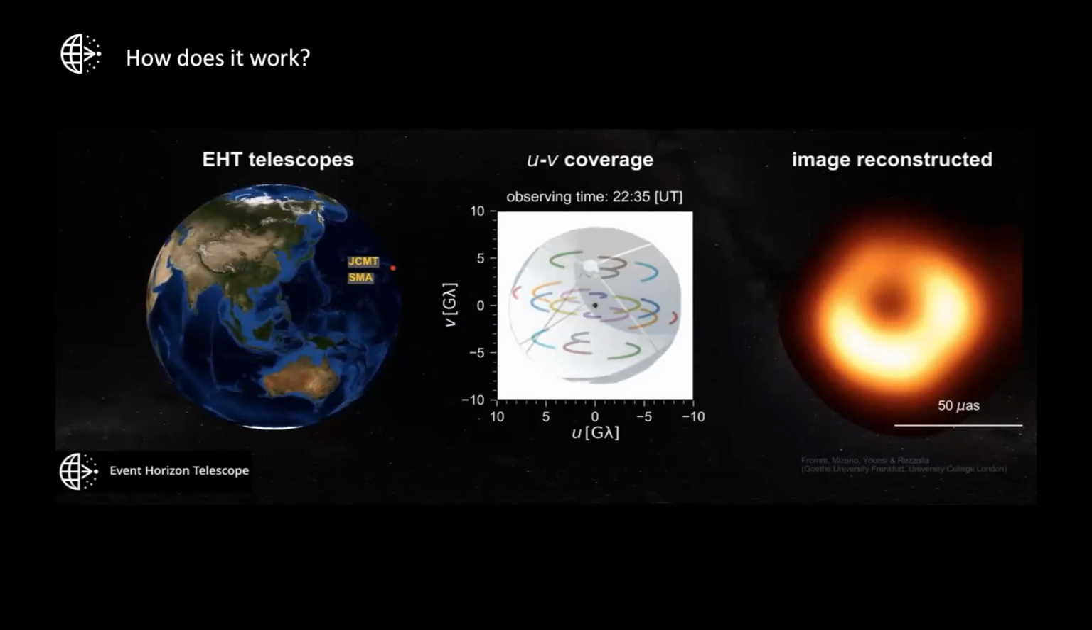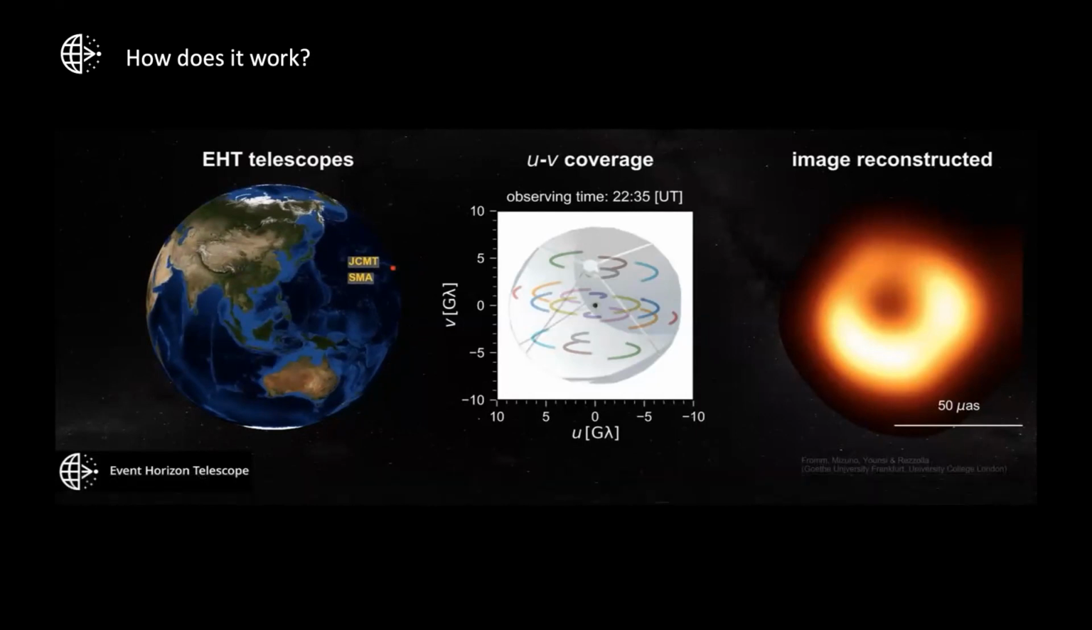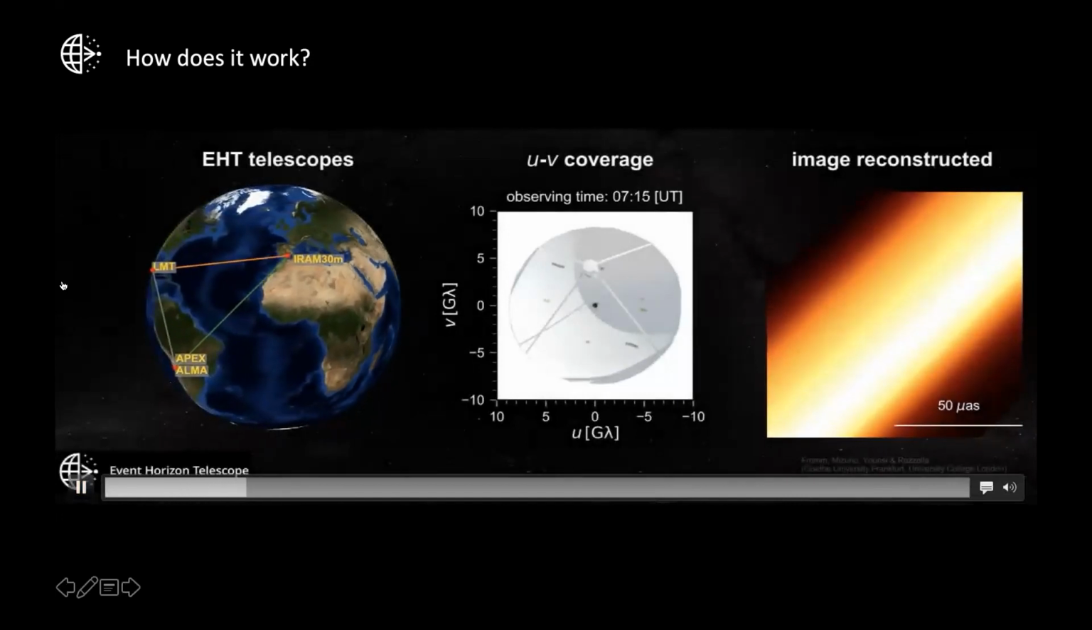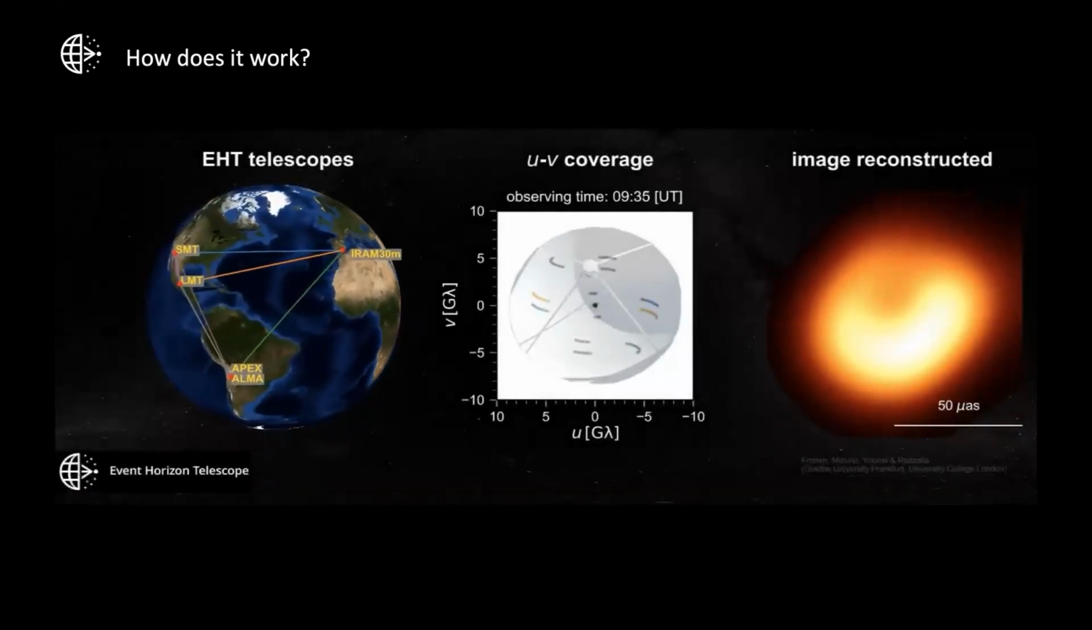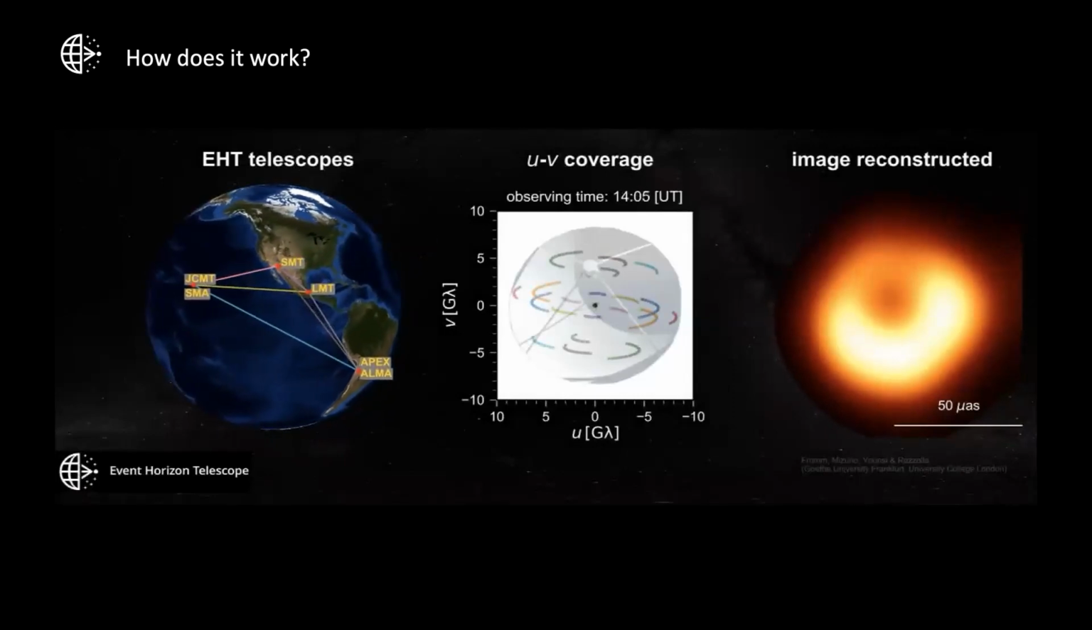What you see here in the central plot, which is called UV coverage, is that each point represents the projected baseline distance, so the distance across pairs of telescopes as seen from the source. And as the Earth rotates, as you can see, the projection changes, and we can assemble more and more frequencies in this plot. This is called Earth rotation synthesis.